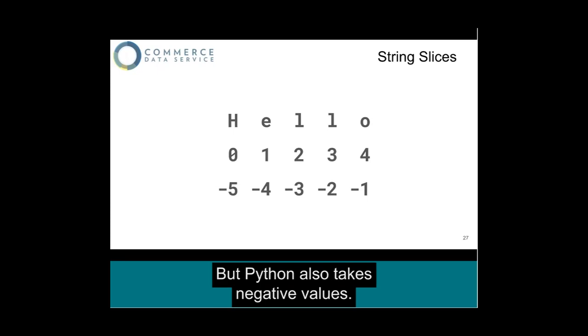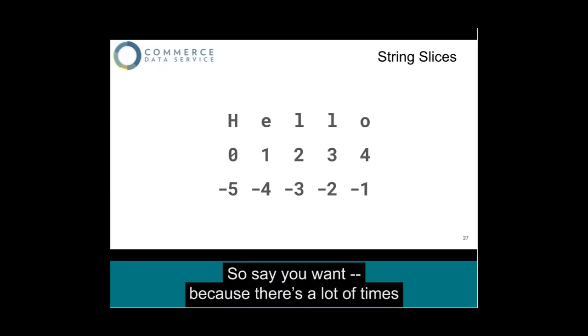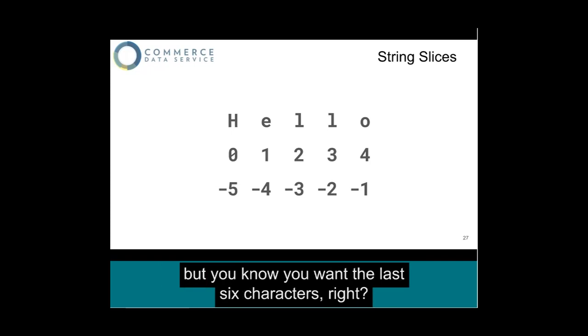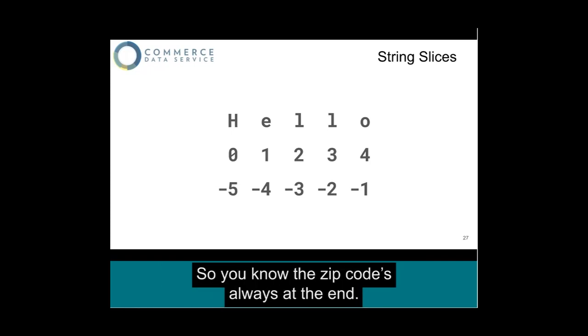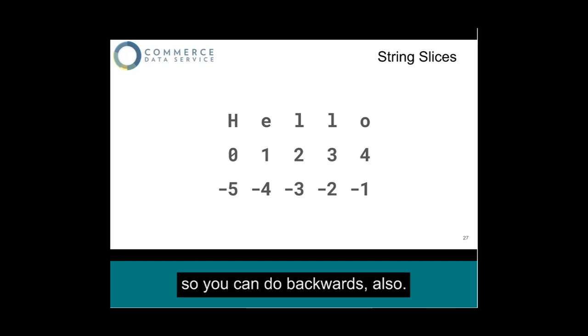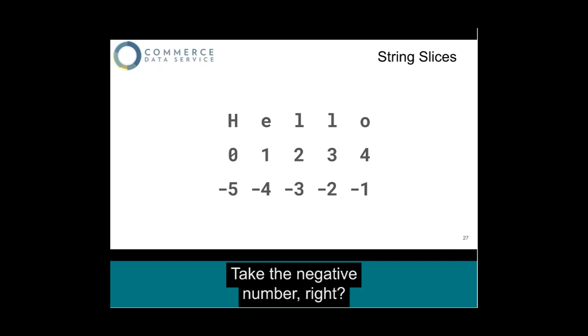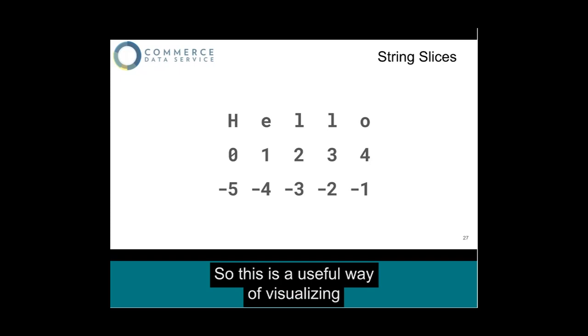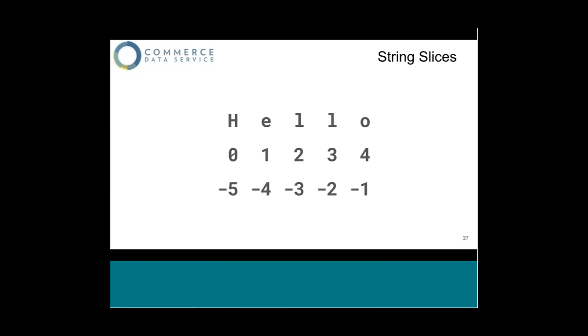But Python also takes negative values. You can go backwards. There's a lot of times you have a very long string and you don't know the length of it, but you know you want the last 5 characters. Say you know the zip code's always at the end. You can do backwards also. Take the negative number, right? And here, Python starts counting negative from -1, from the last character onwards. So H would be -5. So this is just a useful way of visualizing how Python counts different characters.